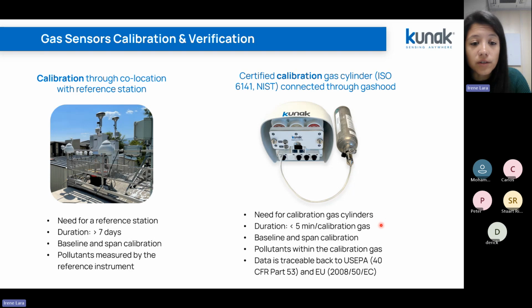The duration is very short, so 5 minutes, 10 minutes of the calibration gas passing through the sensor will be enough. We can perform baseline if we use zero gas, and span calibration if we use the target gas. We can calibrate as many pollutants as there are in the calibration gas, and then the data can be traceable back to these standards based on the cylinder that you use.